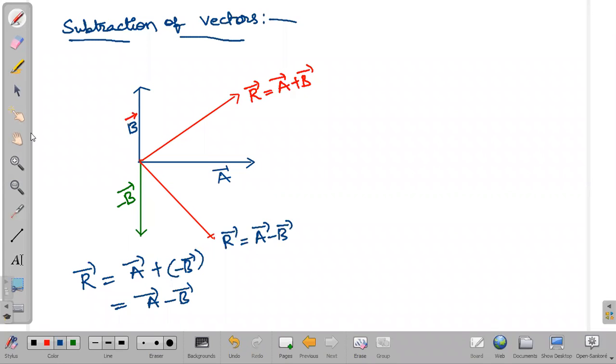Adding a negative vector is what we call subtraction. If we want to subtract any vector from a vector, then the negative vector of that vector has to be taken and added. It is the general way of adding, but because we add the negative vector, it goes into the subtraction part. Right? So that is how we do subtraction of vectors. And I will show you the exact diagram clearly. Just a minute.